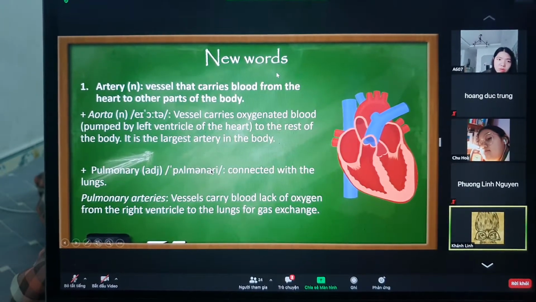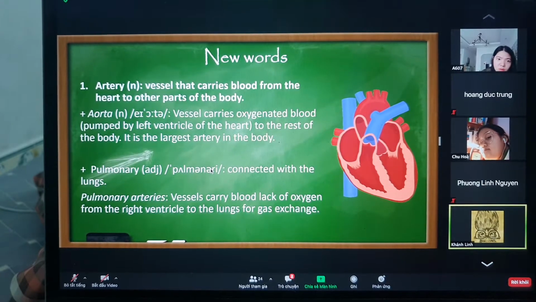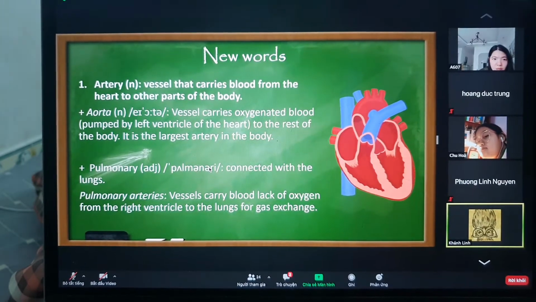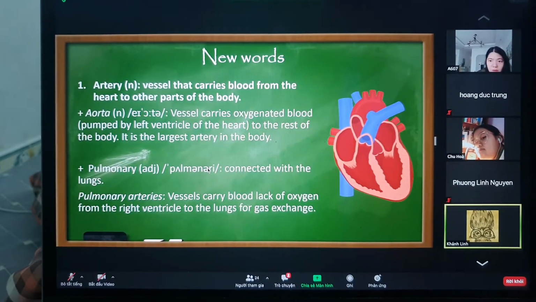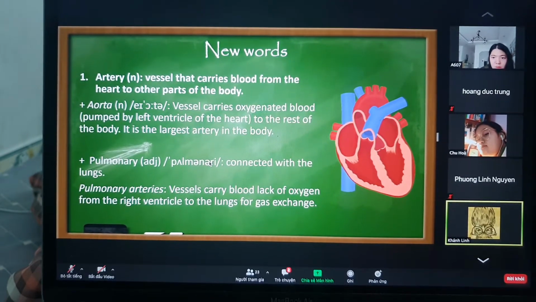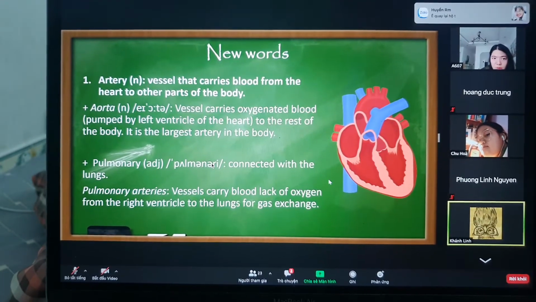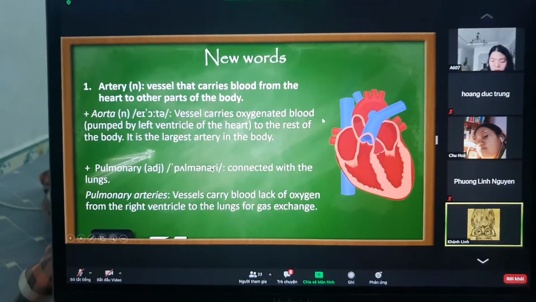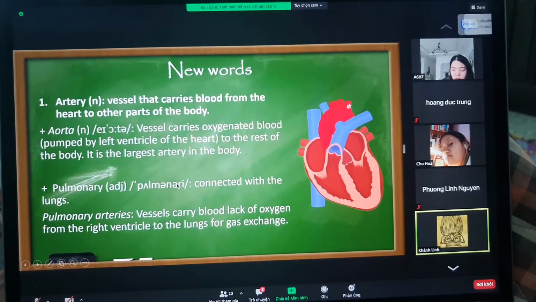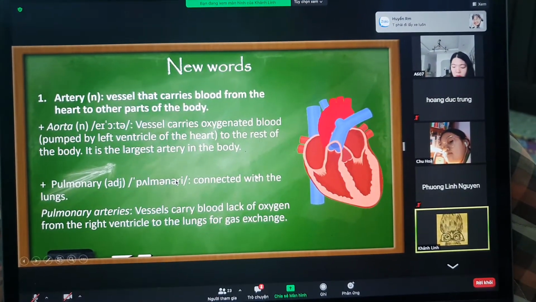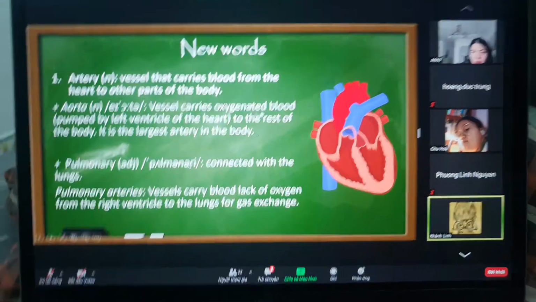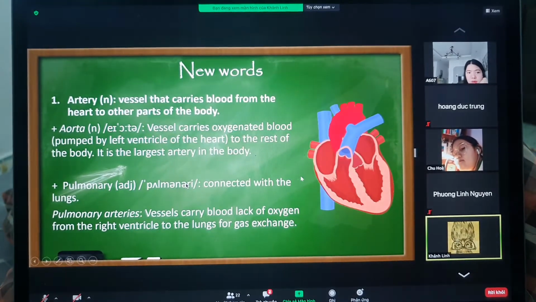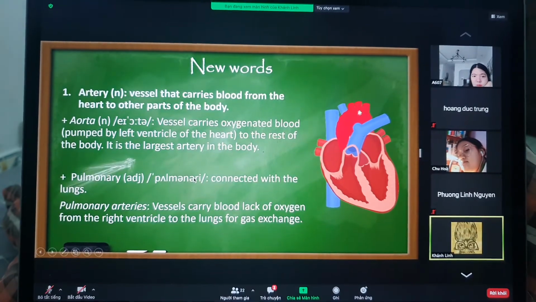A great number of people misunderstand that all red vessels are arteries and blue ones are veins. It is definitely incorrect. The color of the vessel depends on the amount of oxygen in the blood. The first one we will learn is the aorta. Here is the aorta. Do you see that? The aorta is the vessel that carries oxygenated blood pumped by the left ventricle of the heart to the rest of the body. It is also the largest artery in the body.